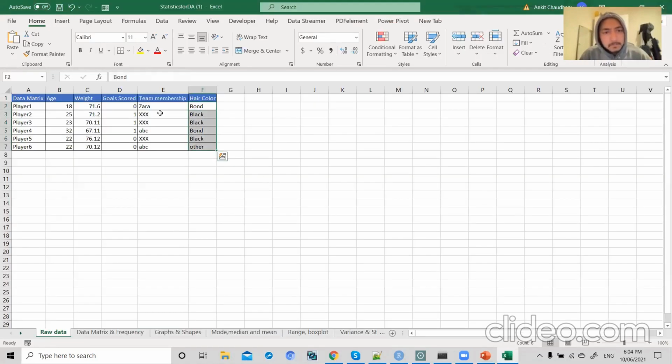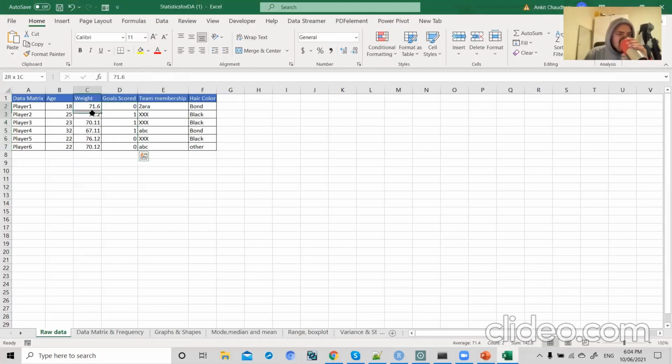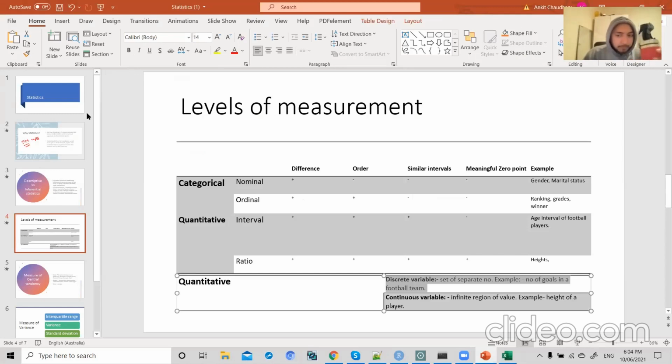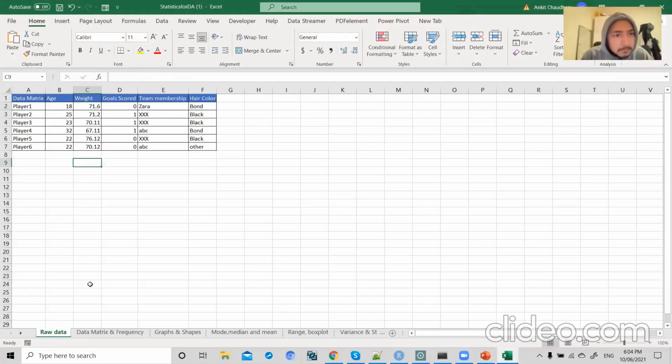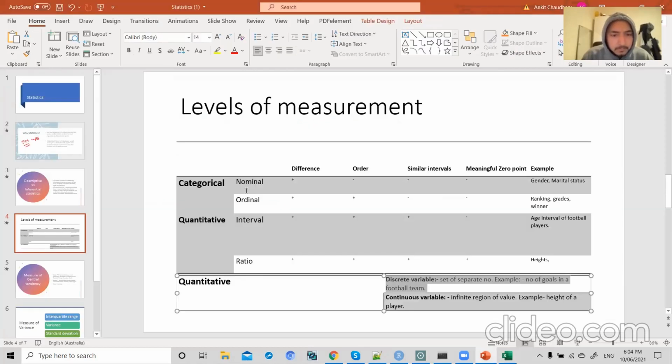Likewise your goals, 0, 1. This is quantitative, right? So this goes in a discrete variable. If we take an interval, for example weight between some range, then that will fall under interval. And here is your categorical variable, so this is a categorical, nominal variable.